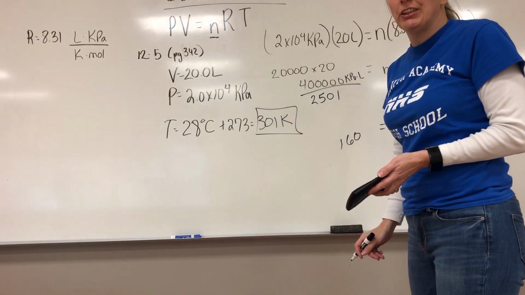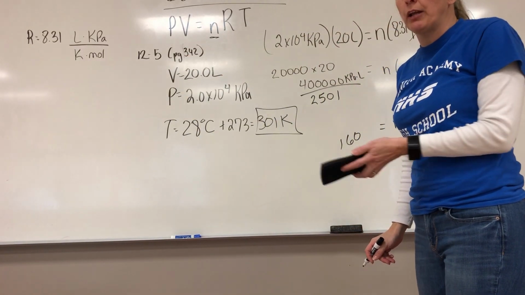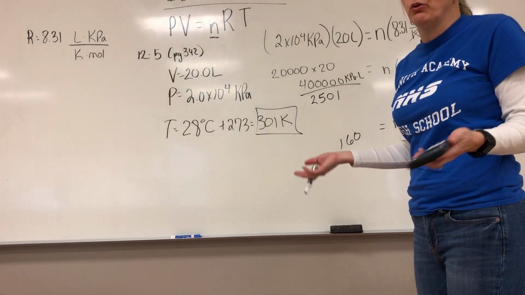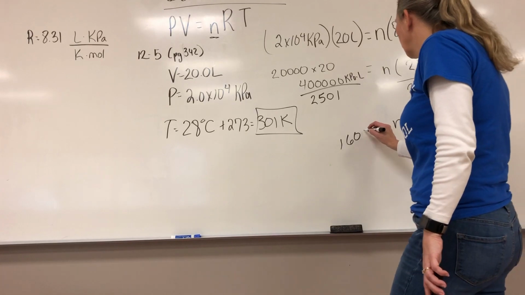They just changed theirs to scientific notation. So if you got 160 and you're like, they got 1.6, I'm wrong. You're not wrong. They did 1.6 times 10 to the 2, which is the same as 160. So that's N, so it's 160 moles.